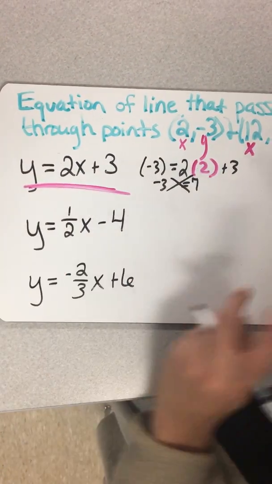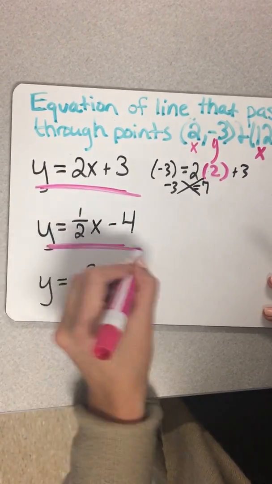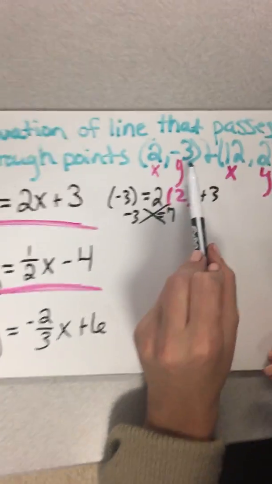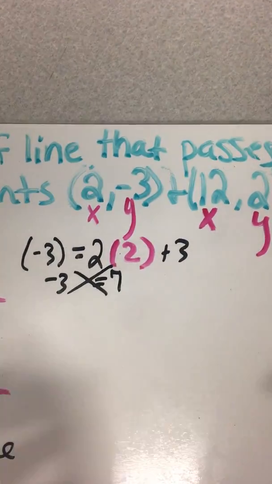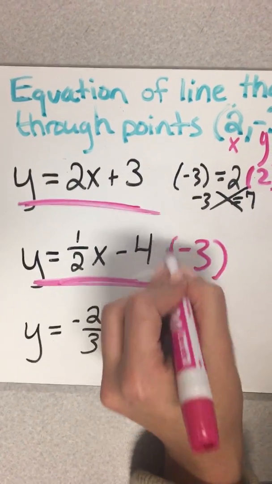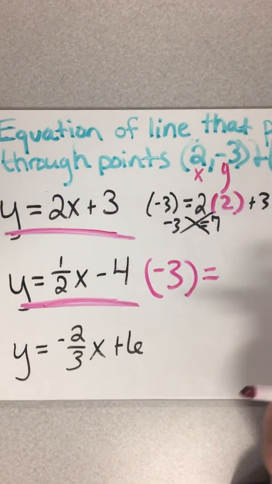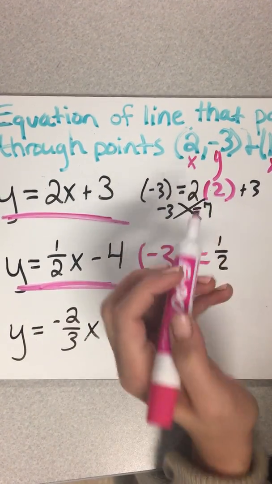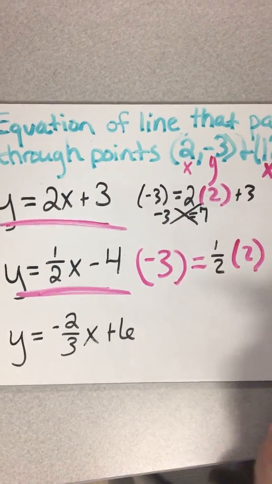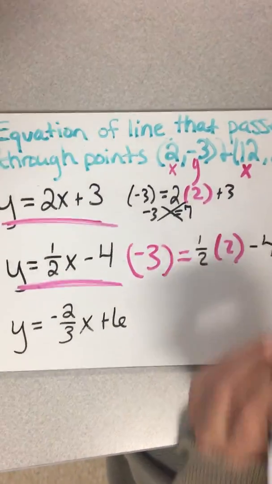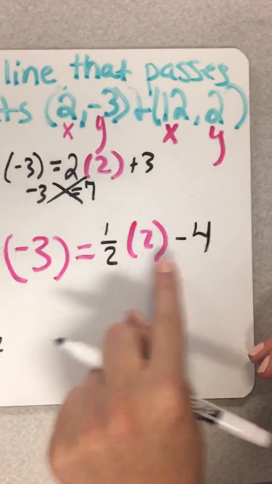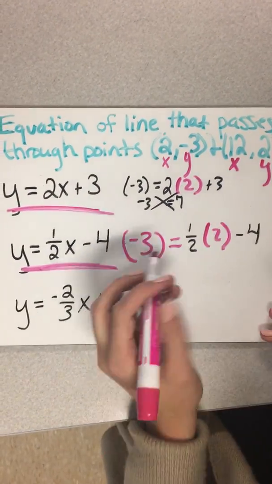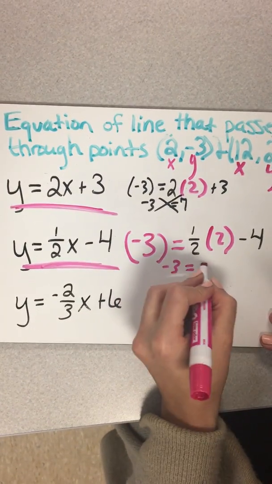So let's try our next equation here. y equals 1/2 x minus 4. And we're going to do the same thing. For my y, I'm going to plug in -3. If you remember, that was our y value. So I'm putting in -3, again in parentheses. Then I have 1/2. And instead of x, I'm now going to put in 2, because that was our x value. And then -4. If you put it in your calculator, 1/2 times 2 is 1, and 1 minus 4 is -3. So does -3 equal -3?